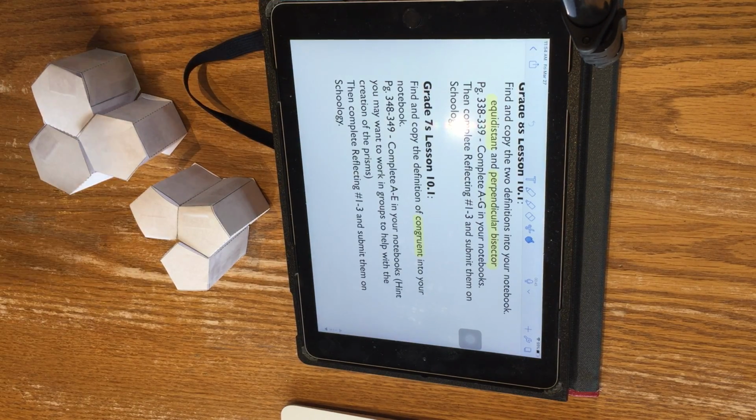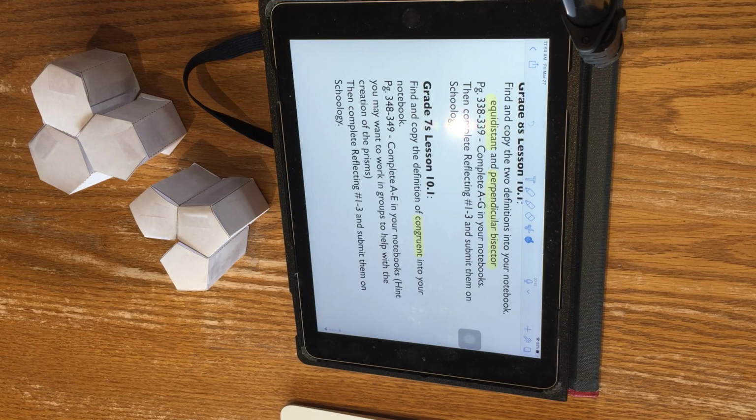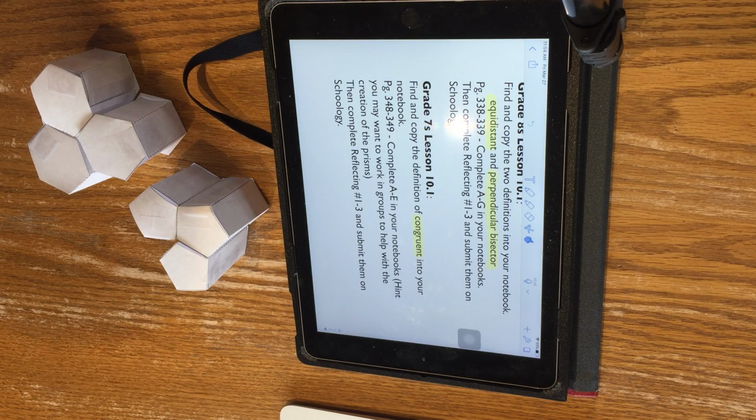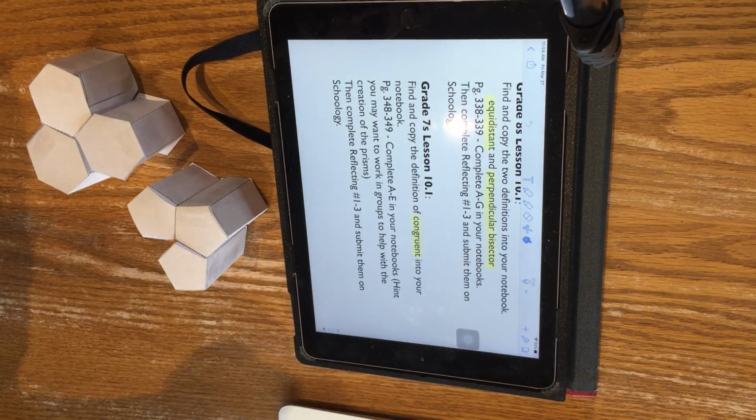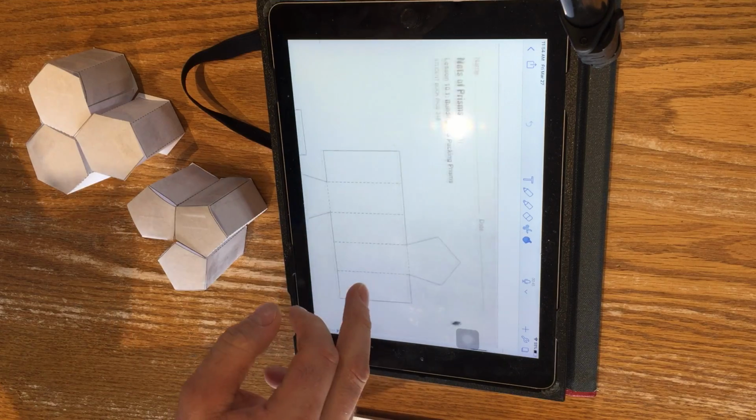If we just look at the instructions at the beginning on Schoology, it says we're going to find and copy the definition of congruent into your notebook. Hopefully we remember that definition from earlier in the year. And then we have some steps to complete, steps A to E. I'm going to work through some of those with you. And then after we're finished the steps, we'll answer reflecting questions 1 to 3, and those will go to the reflecting Dropbox on Schoology. So let's get started.